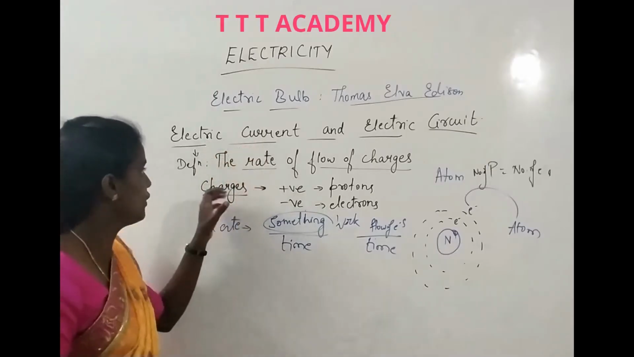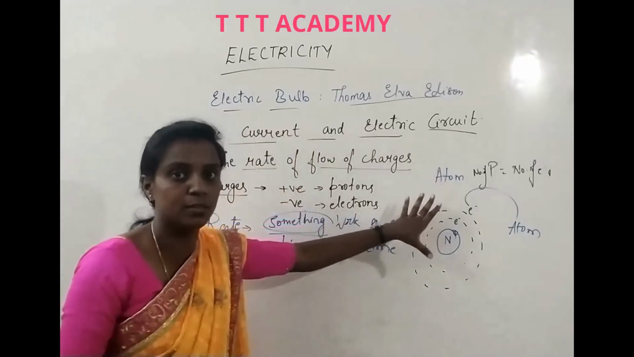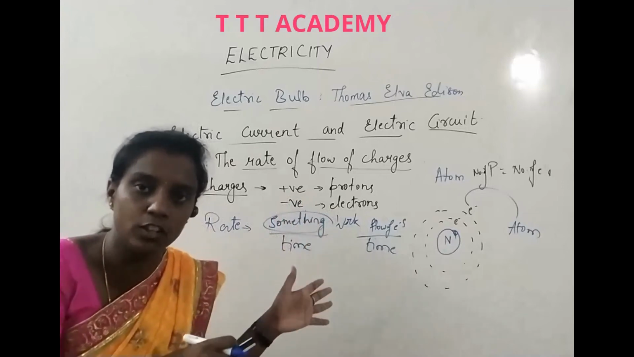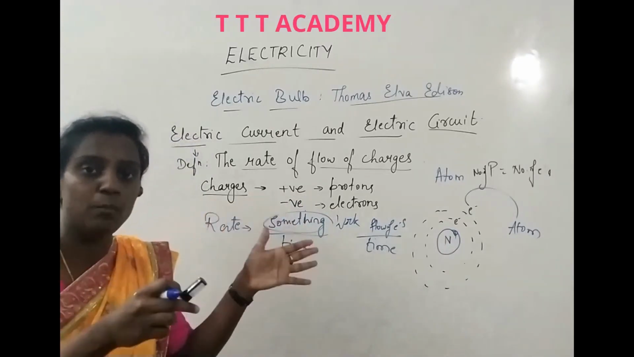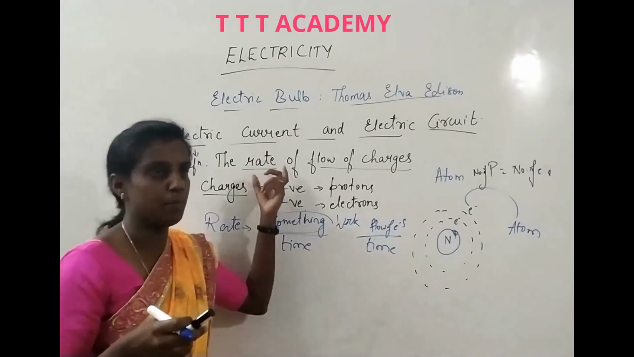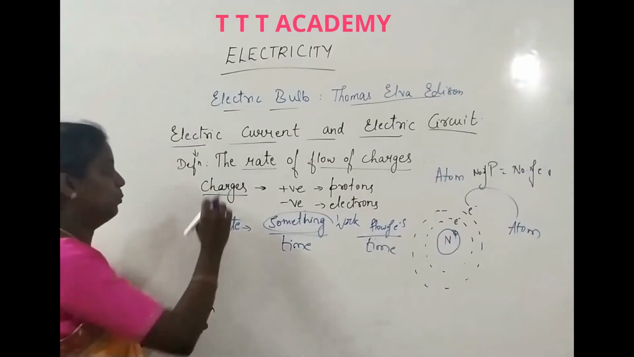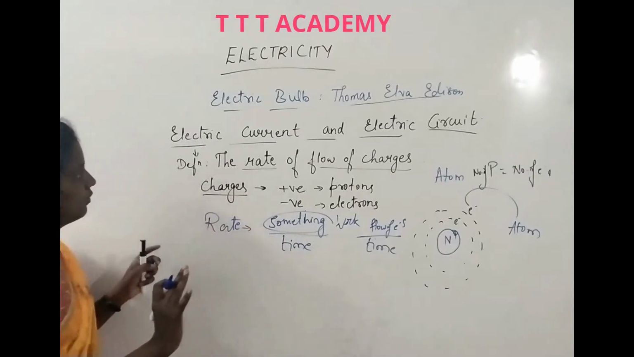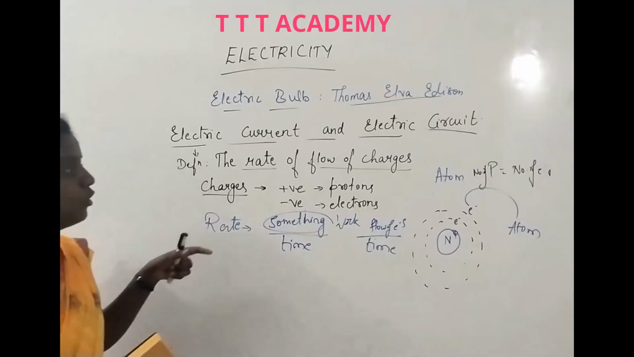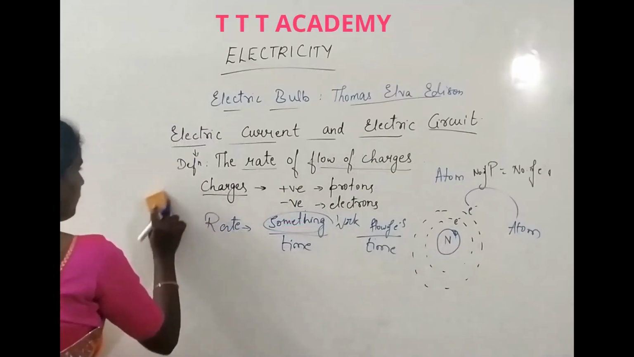So, did you understand the concept? Electric current means the rate of flow of charges. That means how many electrons are moved or flow from one point or one terminal to the other terminal with respect to time. That is known as electric current. Okay. Now, this is the concept about electric current. We are going to move on to the electric circuit now.